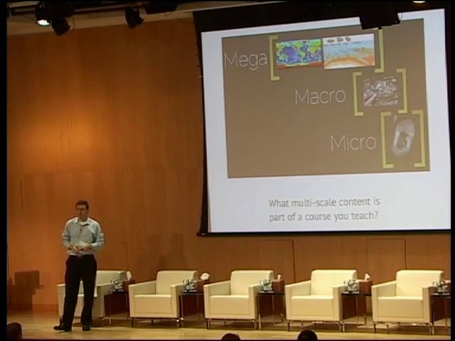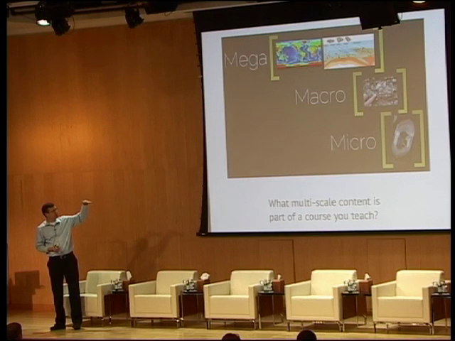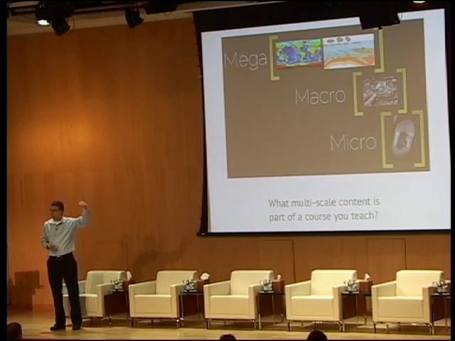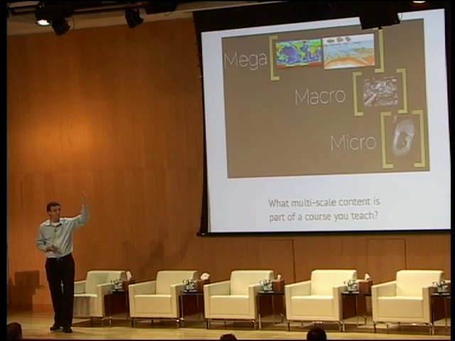Right? Molecular structure, things like that. And so the students are having to understand content on all three levels. And I think most importantly, they're trying to see the connections between these levels. There are properties at the micro scale that influence what happens at the macro scale. There are properties at the macro scale that influence what's happening at the mega scale.